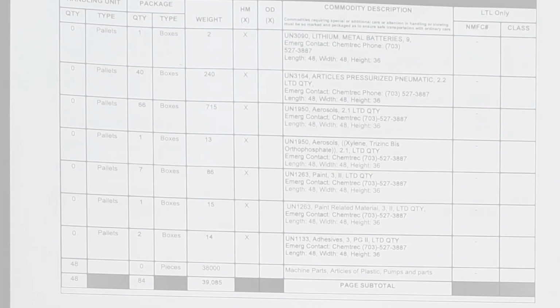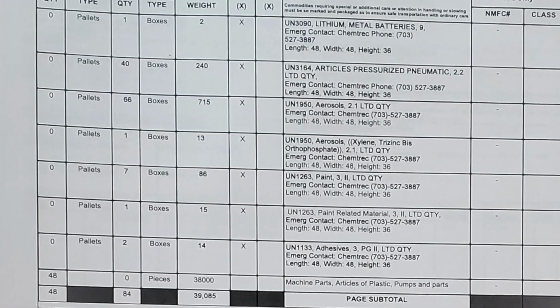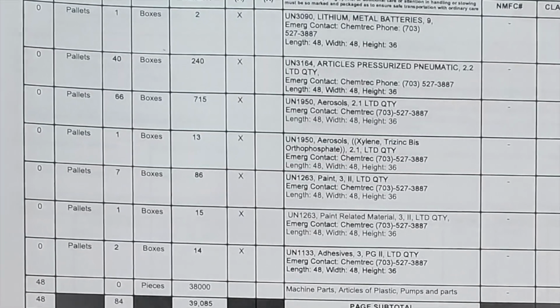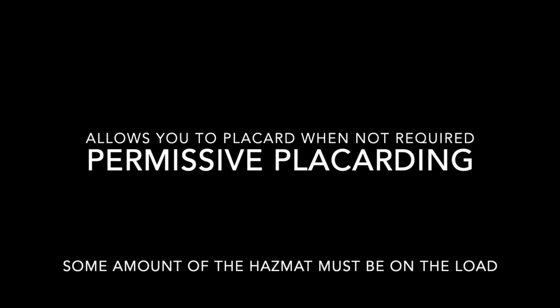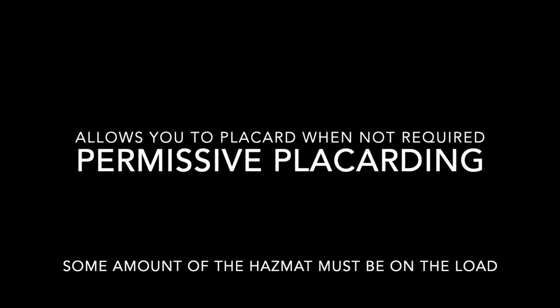Hazmat endorsed driver requirement and the placarding rules. The rest of the hazmat rules still need to be followed, like having a copy of the BOL with the information on it. There is still what is called permissive placarding, which allows you to placard a Table 2 material even when it's not required, provided the hazardous material is on the load in question. Bulk always gets placarded. Table 1 or Table 2, no matter what, bulk is always placarded.